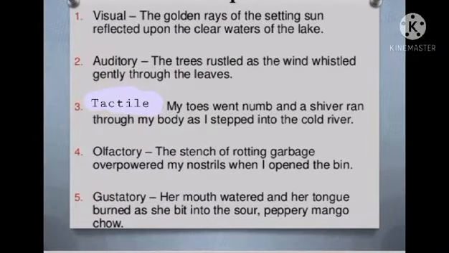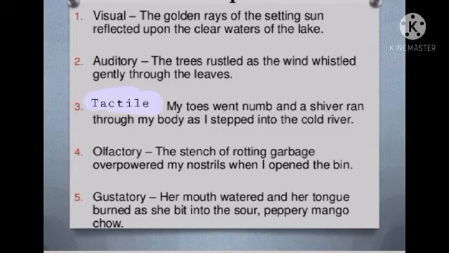Here is a set of sentences that use sensory imagery. The first one is the visual imagery. The golden rays of the setting sun reflected upon the clear waters of the lake. Second, the auditory. The trees rustled as the wind whistled gently through the leaves. So the clue words there are rustled and whistled. Then third is tactile. My toes went numb and a shiver ran through my body as I stepped into the cold river. So the words we have here are numb and shiver.